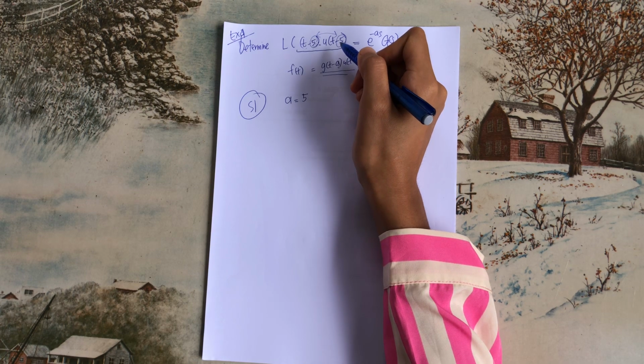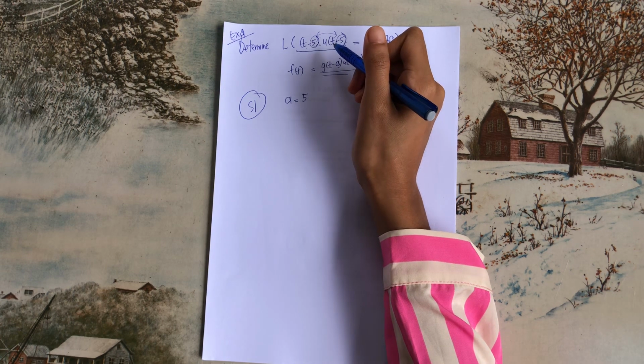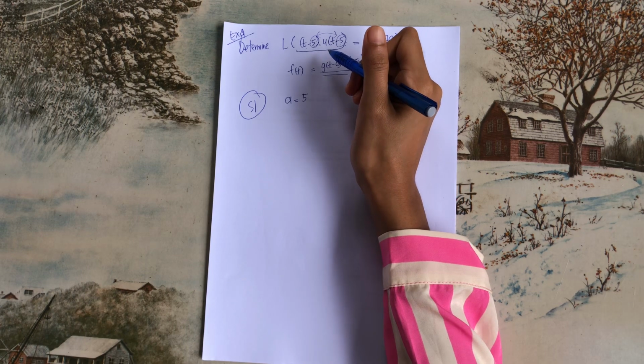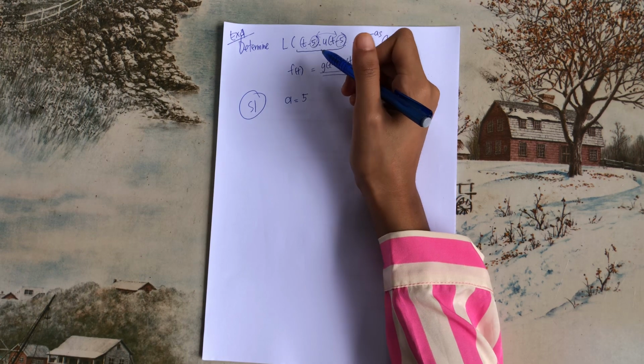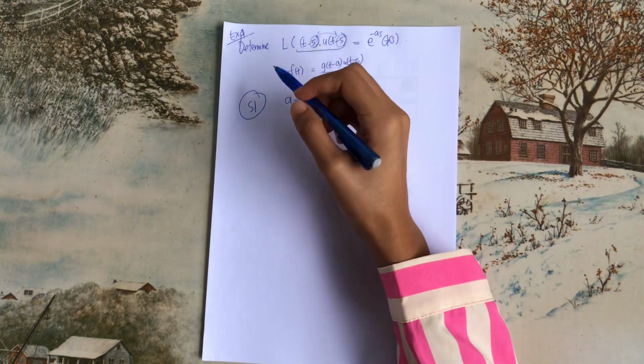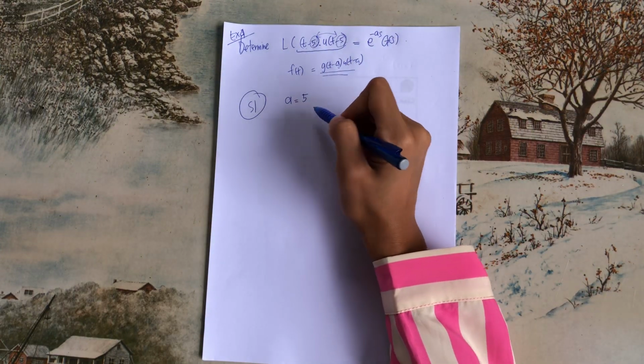There are questions where they are not equal. Later I will show you how to cater for that question. But for now, for this example, identify your a first. Your a here is 5.